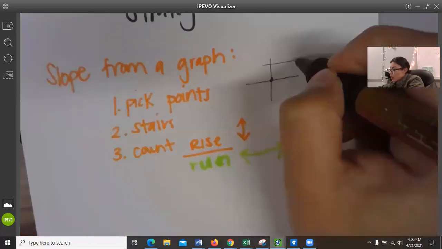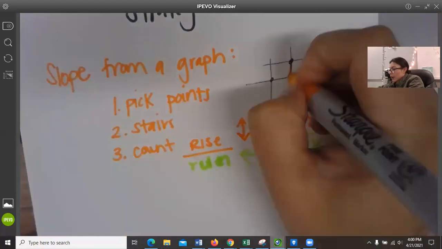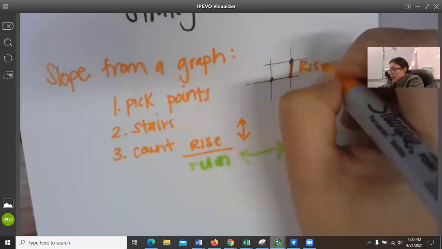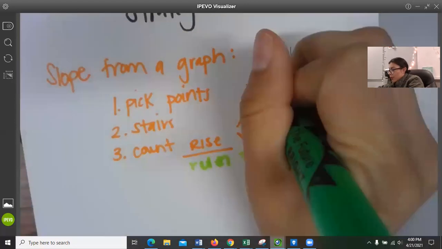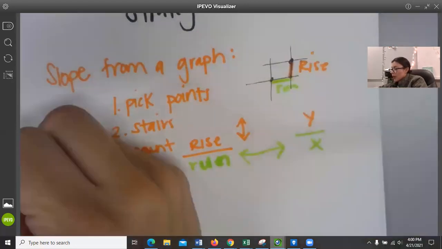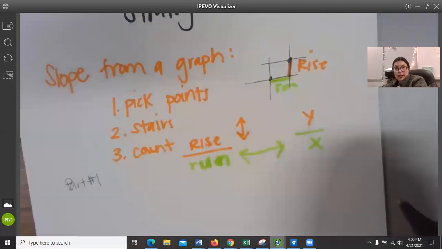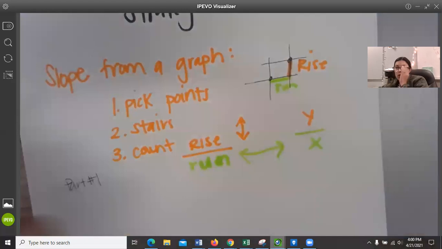So you pick 2 points. They have to go through the cross, and then you're going to count the rise, how many it's going up and down over the run. So we've done that before. I want you to practice. It's the part 1 of your project, so you can practice with that. Okay, but that's going to be a question for sure. Let me show you one.